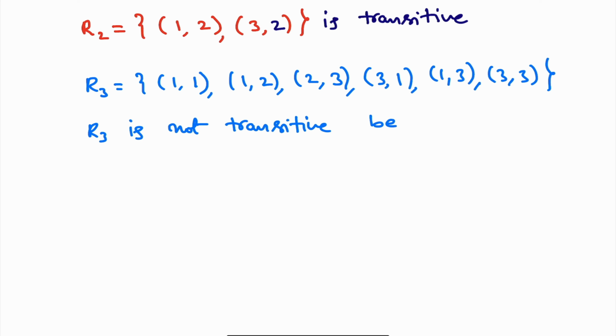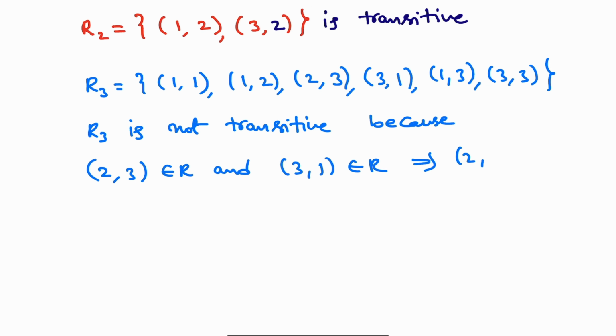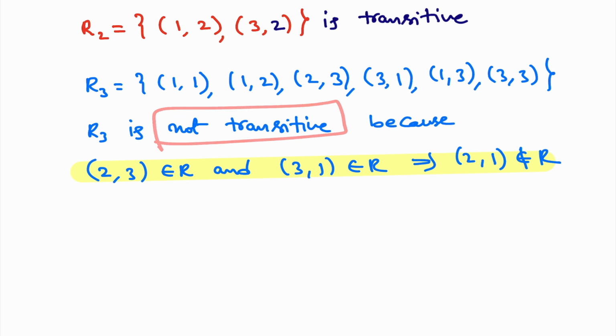What is the reason why it is not transitive? Because 2 comma 3 is there in the relation and 3 comma 1 is also there in the relation, but 2 comma 1 does not belong to the relation. Because of this, this relation is not transitive. I hope you understand why this relation is not transitive.